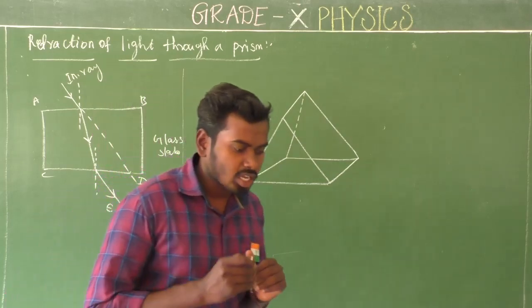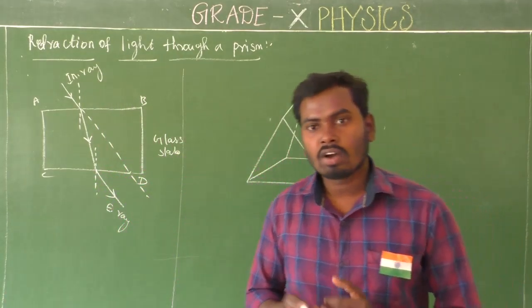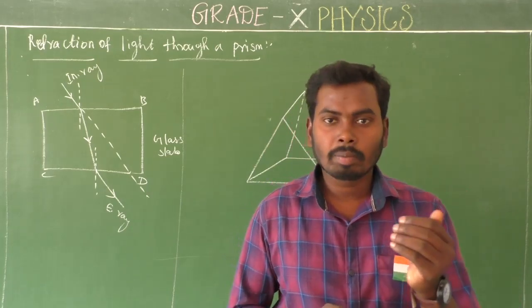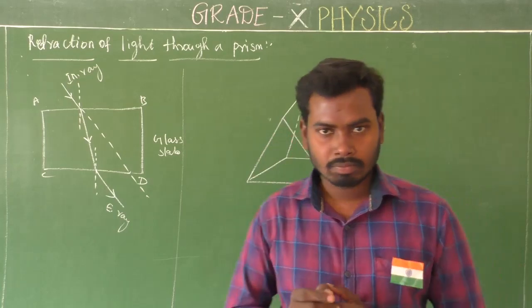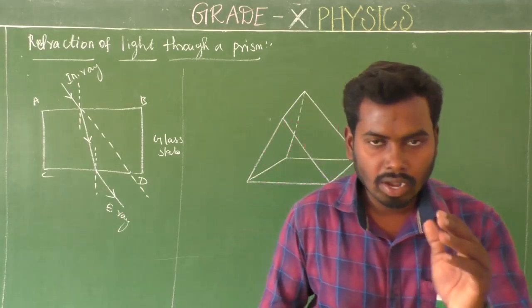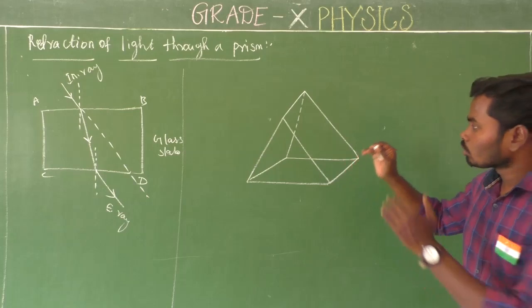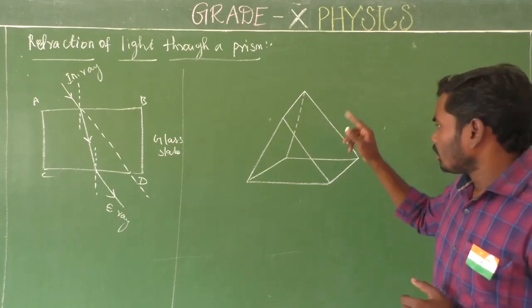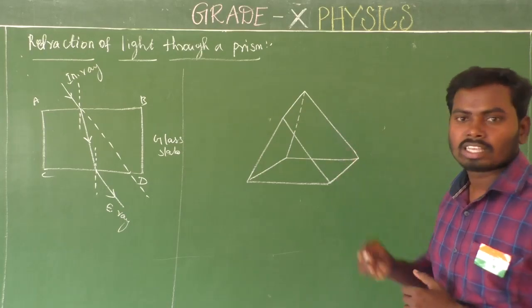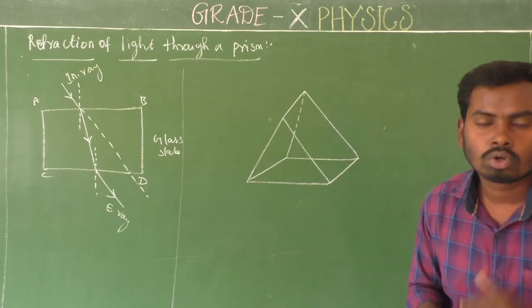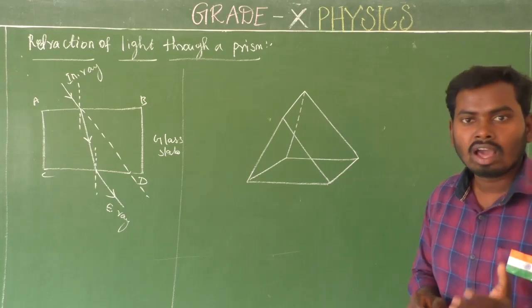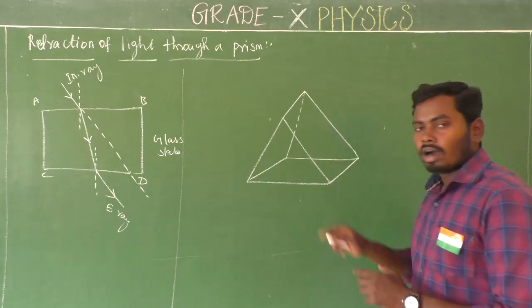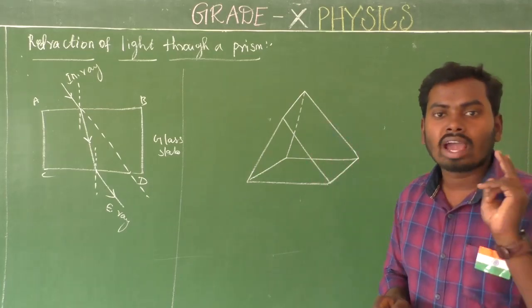In this session we will discuss the refraction of light through a transparent medium like a glass prism. Is it clear? It's very, very simple. Look here. This is the actual diagram of the glass prism. This glass prism has two triangular ends and three rectangular lateral surfaces. Is it clear?